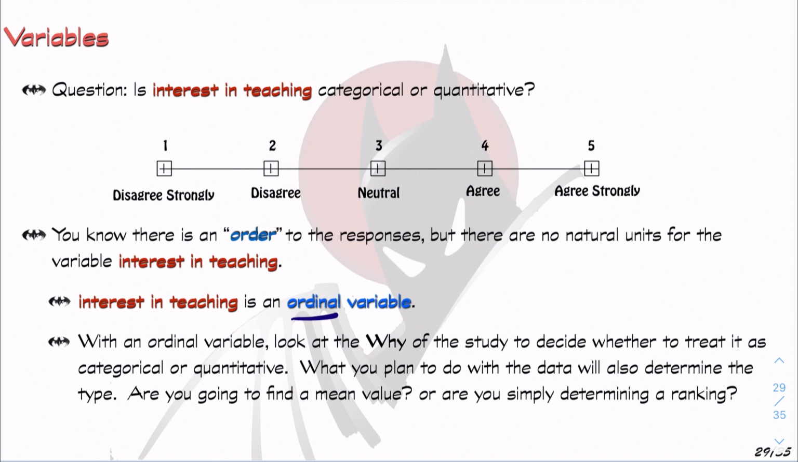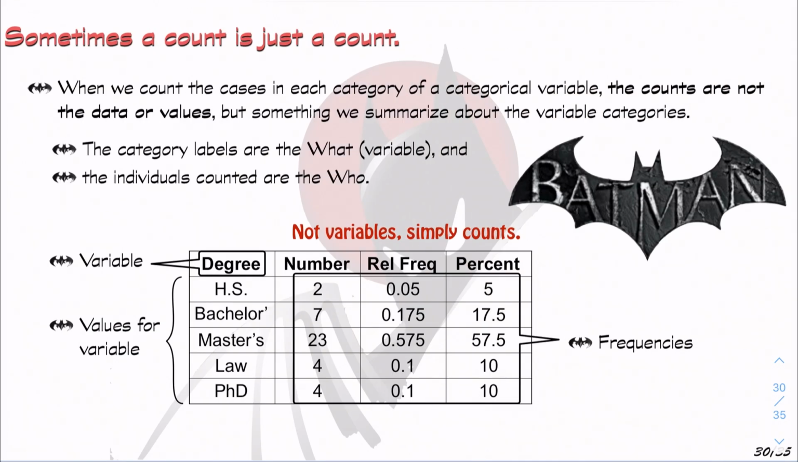Or are we simply determining a rank of interest in teaching and going from there? And this is where things get messy. This is why people don't like statistics, because it depends sometimes. And sometimes a count is just a count. When we count the cases in each category of a categorical variable, the counts are not the data or values, but something we summarize about the variable categories.